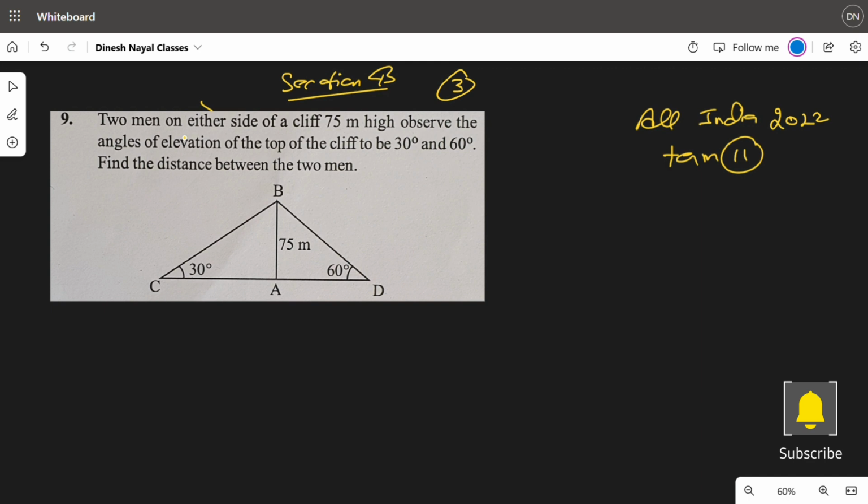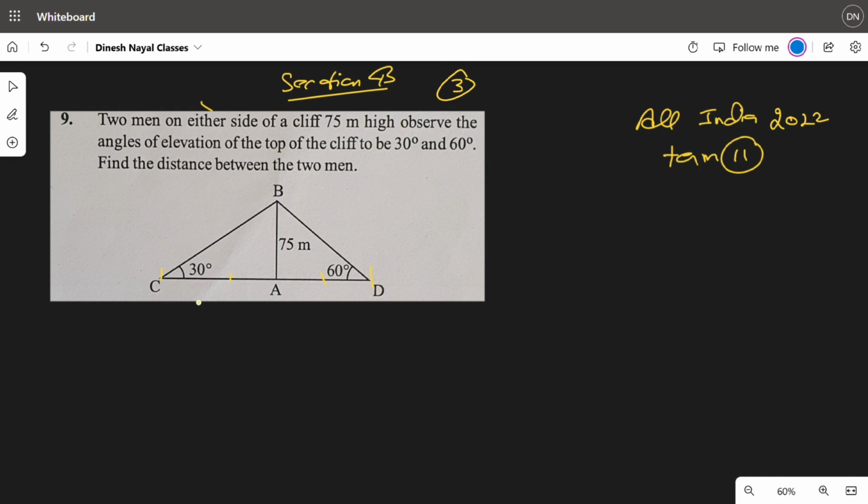Now the two men on either side of the cliff, 75-meter high, observe the angle of elevation of the top of the cliff to be 30 degree and 60 degree. As you can see, they have given the diagram. These are the two men on either side of the cliff. The cliff is 75-meter high, and they have also given you the angle of elevation. Find the distance between the two men. One man is over here at point C, another man is at point D. So basically, we have to find the distance AC and the distance AD.